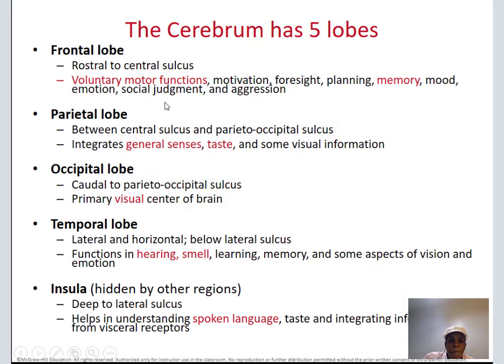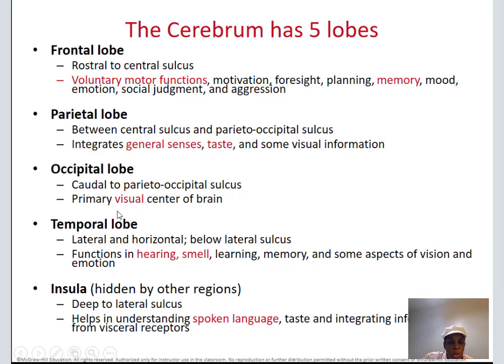The 5 lobes of the cerebrum are the frontal lobe, and let's talk about their function here too, right? The frontal lobe deals with voluntary motor action. It means when you make a decision to do something, you use the frontal lobe. Also motivation, foresight, planning, memory, mood. Like when you feel good, you're thinking about something, you use the frontal lobe. What about parietal? General senses: it integrates general senses like touch, pressure, temperature, and taste.